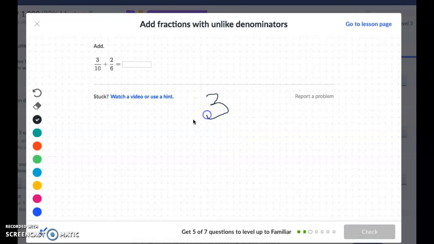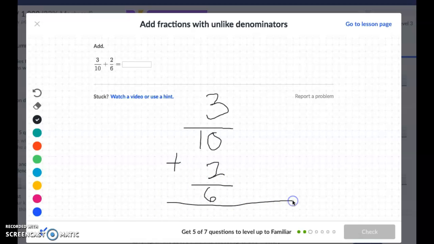3/10 plus 2/6. Now here's where we're going to have an issue, because we can't use the method that I used on the other two. 6 times 1 is not 10, 6 times 2 isn't 10, 6 times 3 isn't 10. So instead, another quick, easy way to do this is to make both of my denominators 60, 10 times 6. So I'm going to do 10 times 6 is 60. And since that's what I did with my denominator, I'm going to do it to my numerator.